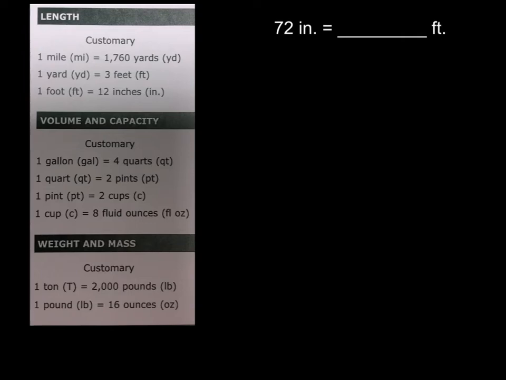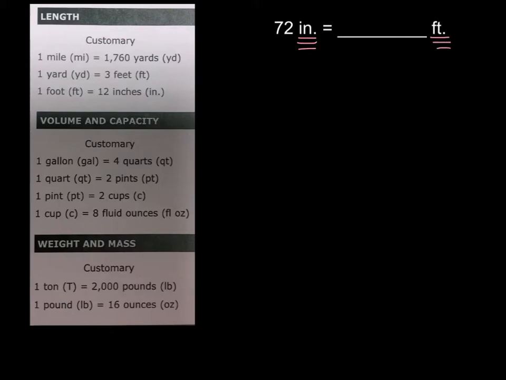This time we're talking about converting customary length measurements. So we're taking one measurement and turning it into an equivalent measurement of a different unit. Our problem is 72 inches equals how many feet? When I look at this problem, I immediately see that I have inches and feet.